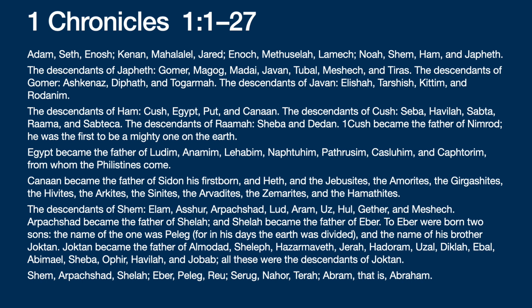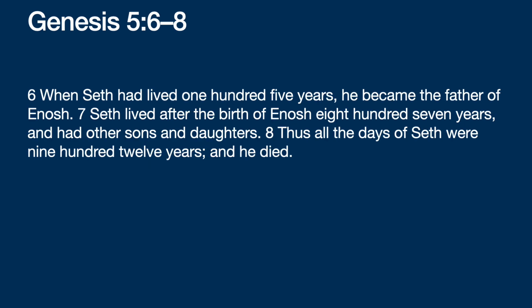such as we see in Genesis 5:6 through 8 about Seth. When Seth had lived 105 years, he became the father of Enosh. Seth lived after the birth of Enosh 807 years, and had other sons and daughters. Thus all the days of Seth were 912 years, and he died.